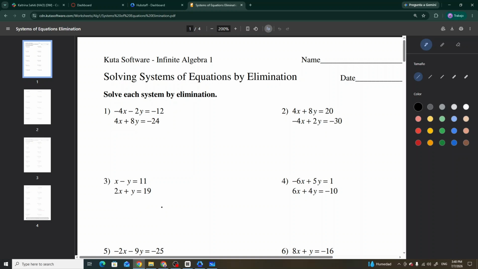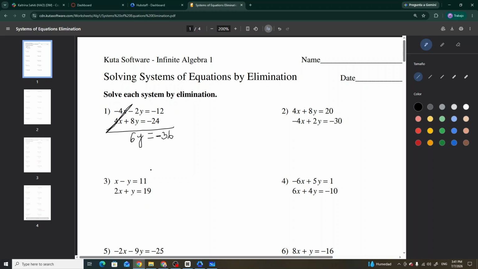You have to observe carefully before you start any system of equations, because for example, in the first one you don't have to do much, because you can eliminate any of the variables. As you can see, I have negative 4x and positive 4x. I'm allowed to eliminate that already, so I don't have to multiply or do anything else. I just solve for y now. So negative 24 and negative 12 gives me negative 36, and 6y.